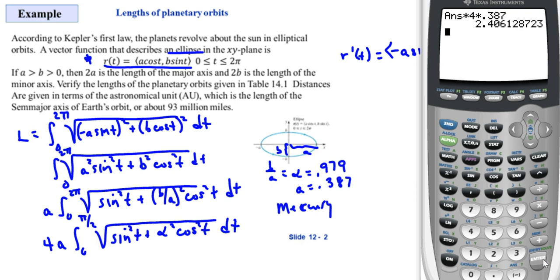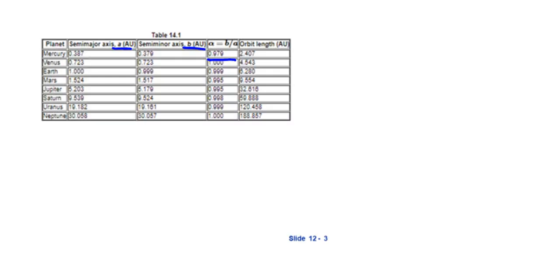Okay, so we get 2.406. Okay, and that should be the length of the orbit for Mercury. So now if I look at the table on this next page, you see here, there's the orbit length for Mercury that we found using our formula. Okay, and so you could repeat that for any of the planets that you were interested in.